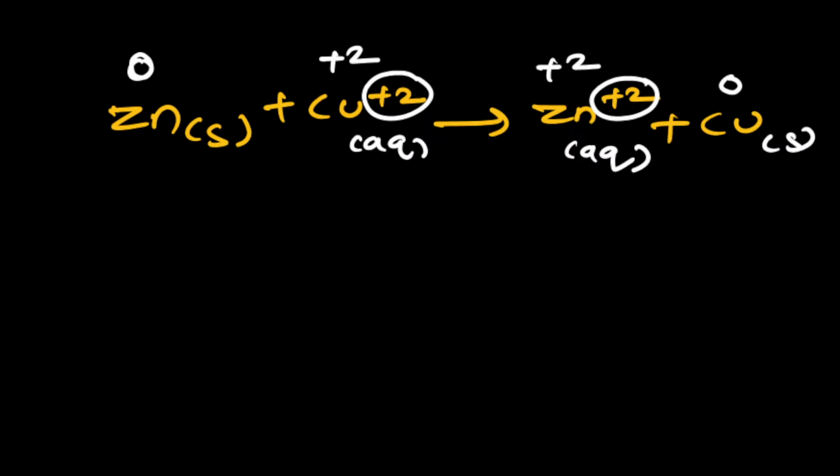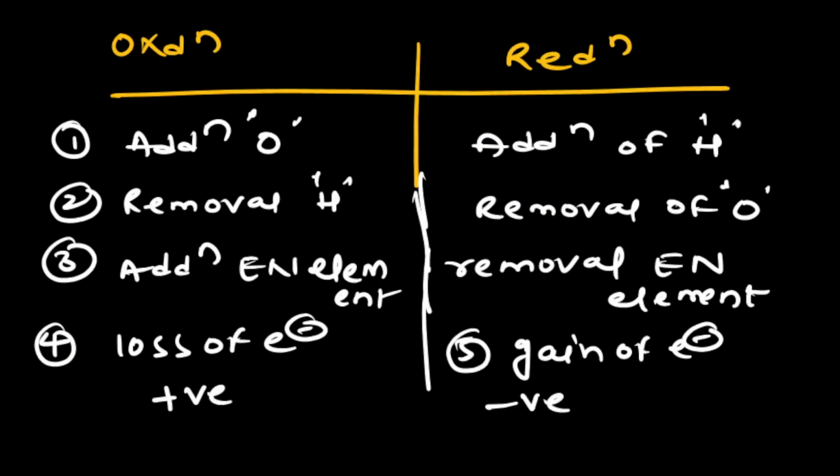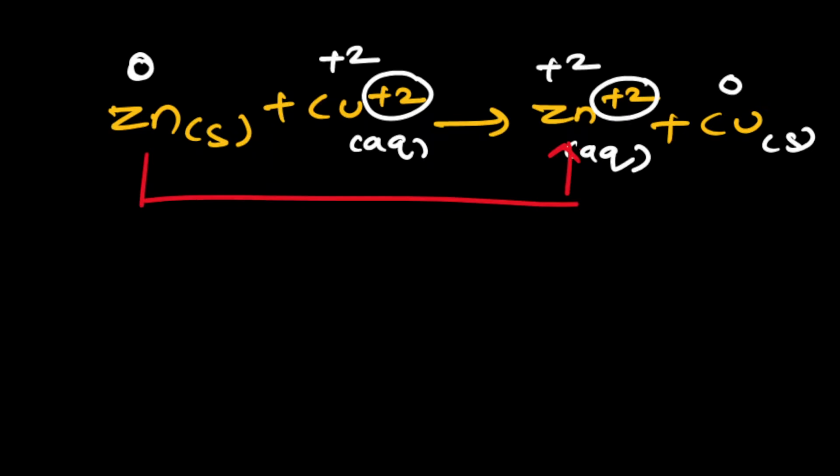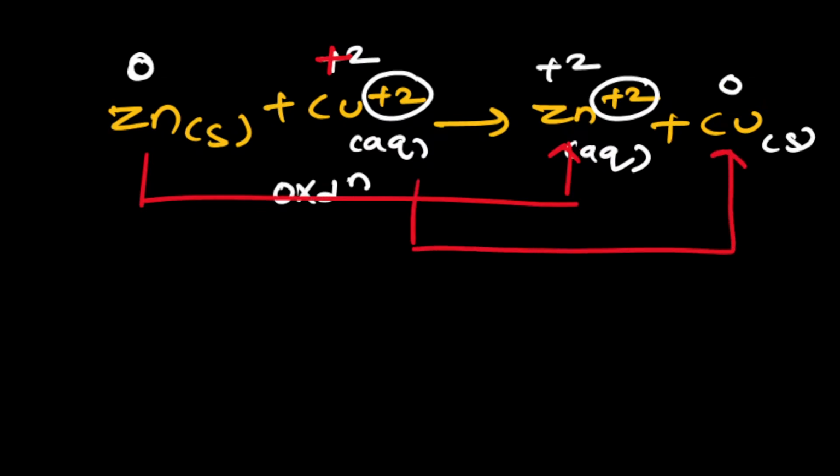Done. Here you can see zinc, from the 0 oxidation state, has reached plus 2. Plus means, as I said, loss of electrons. Plus indicates loss of electron. How many electrons has it lost? Zinc lost 2 electrons. Loss of electron is nothing but oxidation. Now zinc has undergone oxidation. Copper has gained 2 electrons, because from plus 2 it has reached 0, and gaining of electron is nothing but reduction. Copper has undergone reduction.